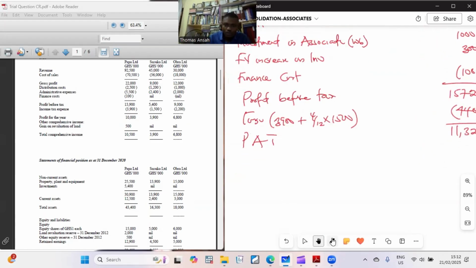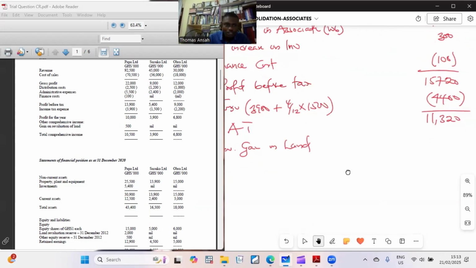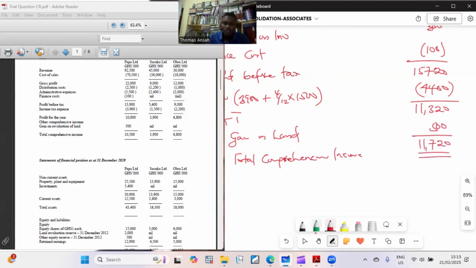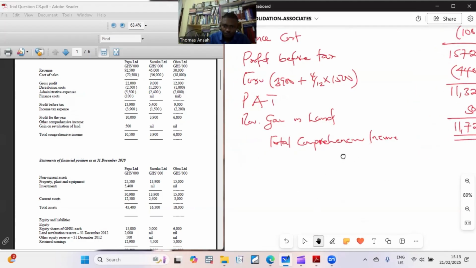OCI, so you bring the revaluation gain on the land. It is only for the parent. You could see clearly because it is only here. It's 500. So total comprehensive income will be 11,820.